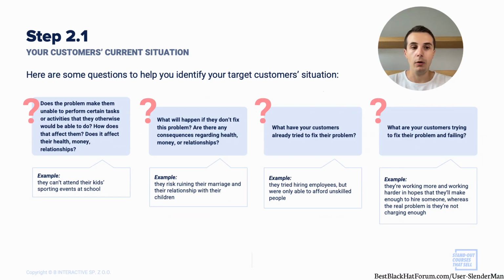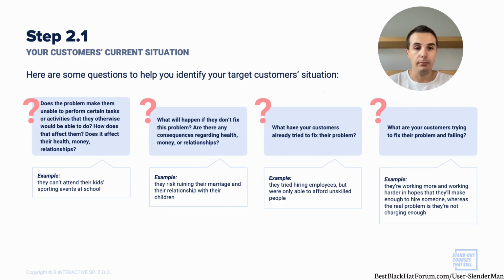Next thing is, what will happen if they don't fix the problem? Are there any consequences regarding health, money, or relationships? Well, in this example, they risk ruining their marriage and even potentially ruining their relationship with their children, right? All very real concerns.